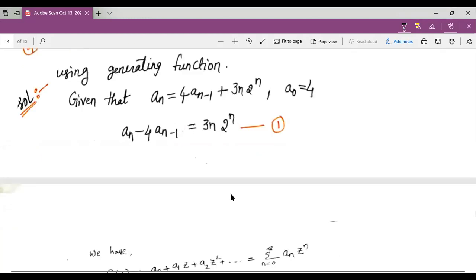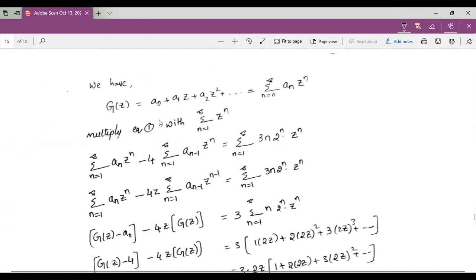So we know that the generating function general form G of z is equal to a_0 plus a_1 z plus a_2 z square plus and so on, and the sequence form is summation n is equal to 0 to infinity a_n z power n. Now we multiply the given recurrence relation with summation n is equal to 1 to infinity. You remember that the series value starts with the degree of the given recurrence relation. The degree of the given recurrence relation is 1, so we start n is equal to 1 to infinity z power n.